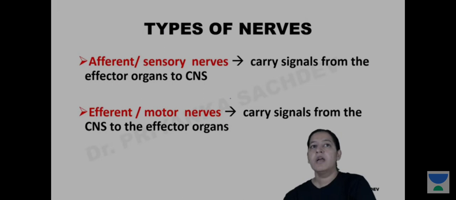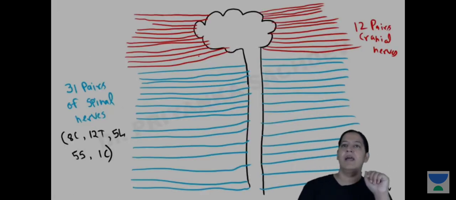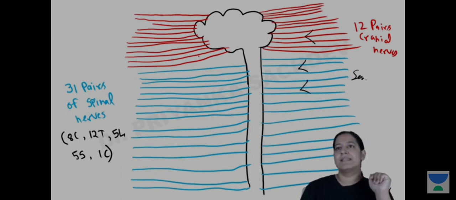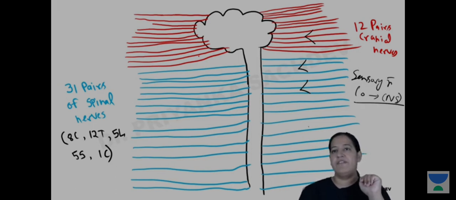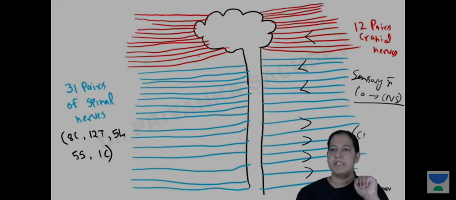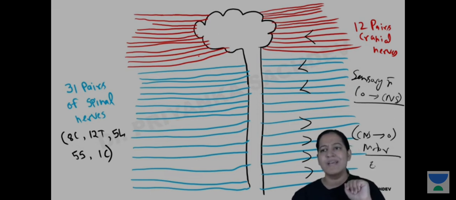You should know it. Now the nerves are of two types. Those which carry signals from the organ towards the CNS are known as sensory nerves. Look at the arrow: from the organ to the central nervous system. These are sensory or afferent nerves. And the nerves which carry signals away from the central nervous system, that is from the CNS towards the organ, are known as motor nerves. We already know it. Motor nerves are also known as efferent nerves.